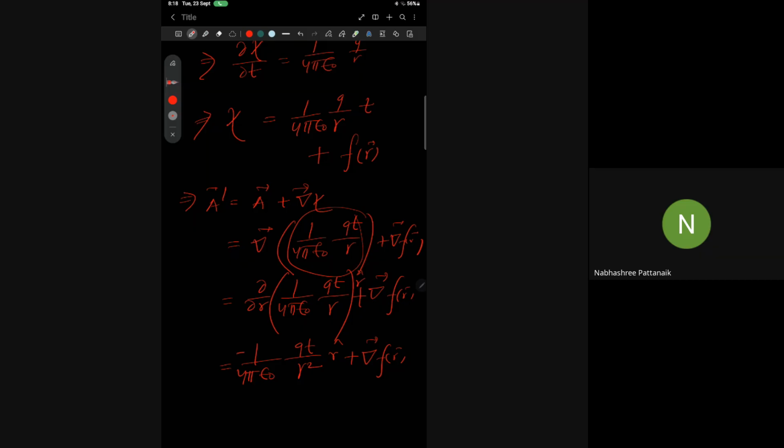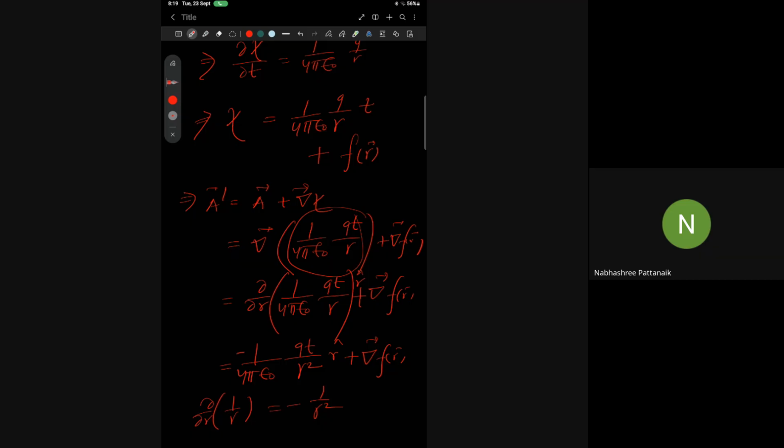So how did the minus sign come? What is the derivative of 1 by r? If I take del by del r of 1 by r, it will be minus 1 by r square. Yes. Got the point?